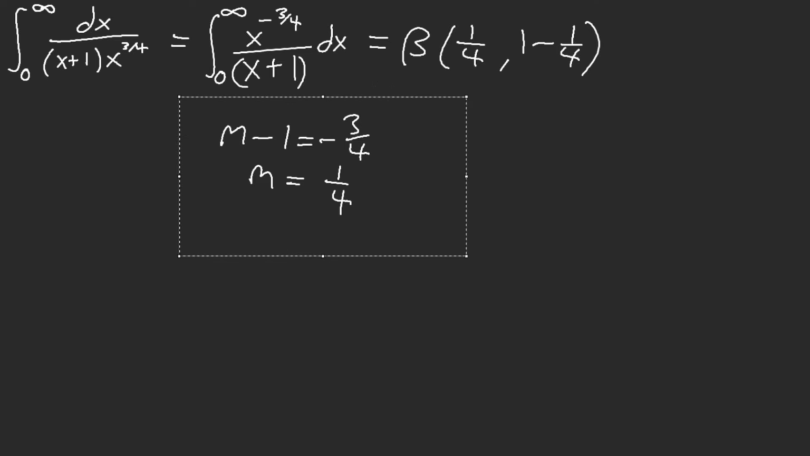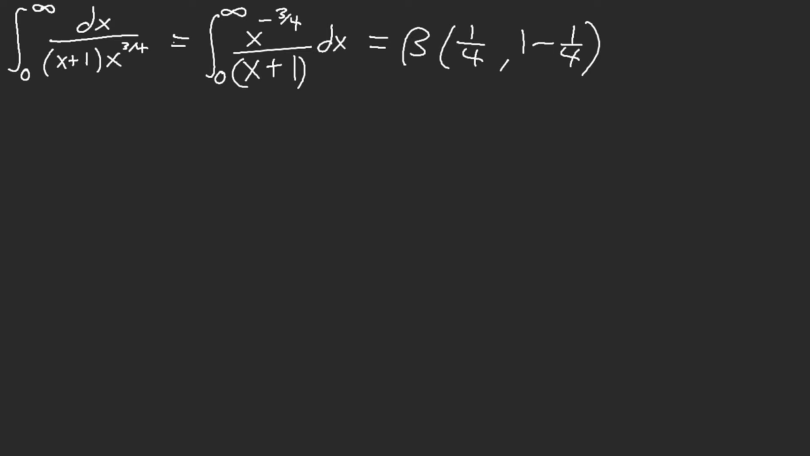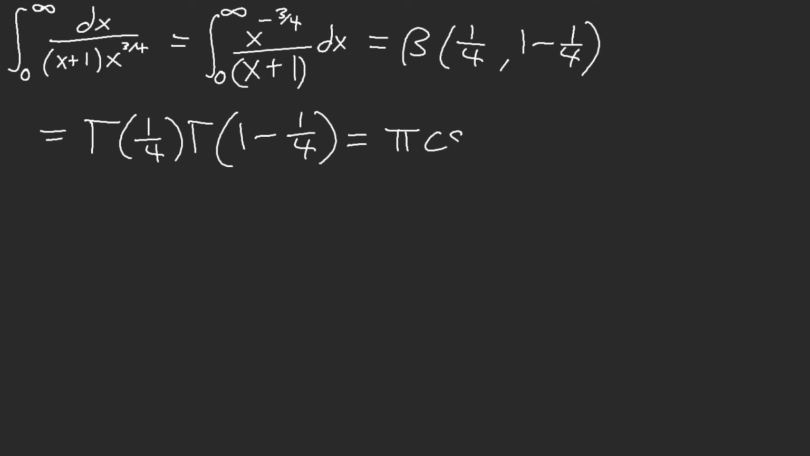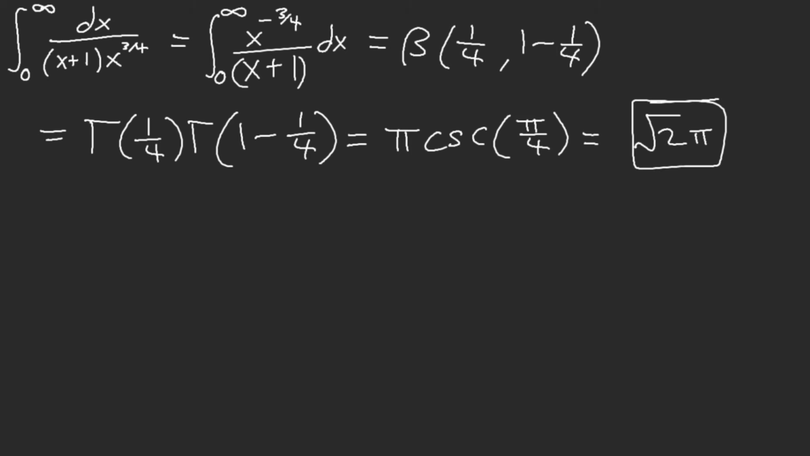Okay, so now we go ahead and apply Euler's reflection. So now this is equal to gamma of 1/4, gamma of 1 minus 1/4. Then this means that we have pi cosecant of pi over 4. And this is simply equal to root 2 pi. Okay, very simple. We didn't have to do a power substitution and then partial fractions. We didn't have to do integration by parts. We didn't have to do any of that. We could just go straight into Euler's reflection.